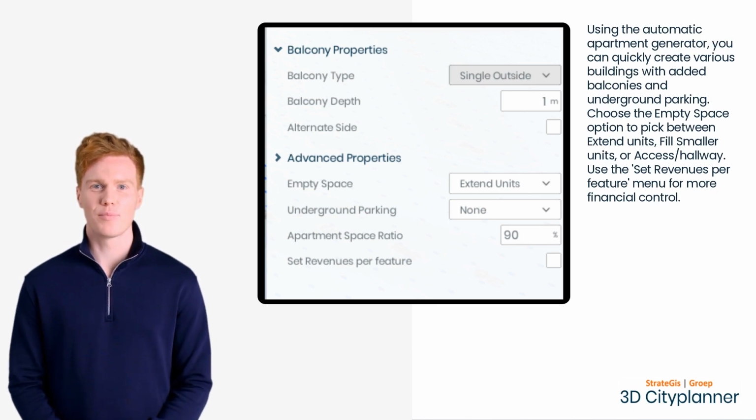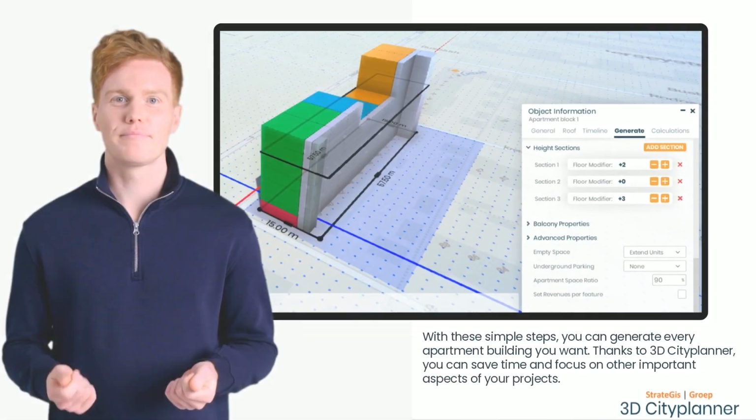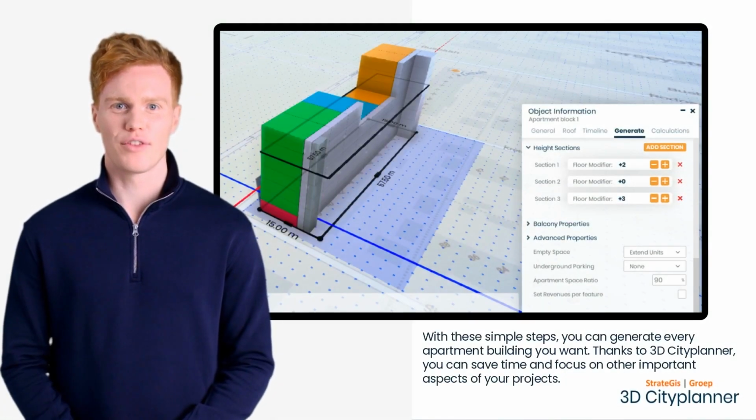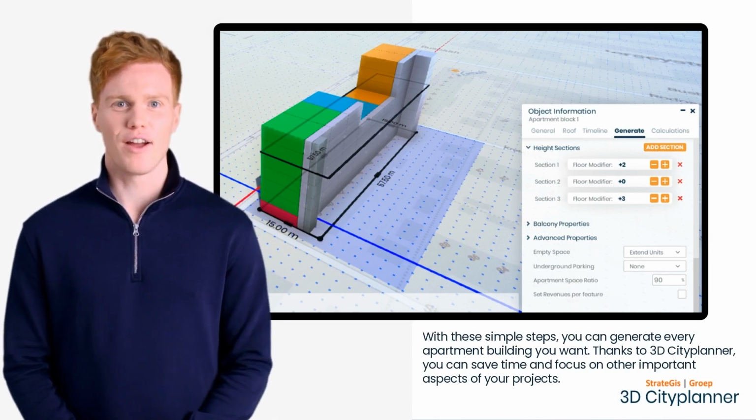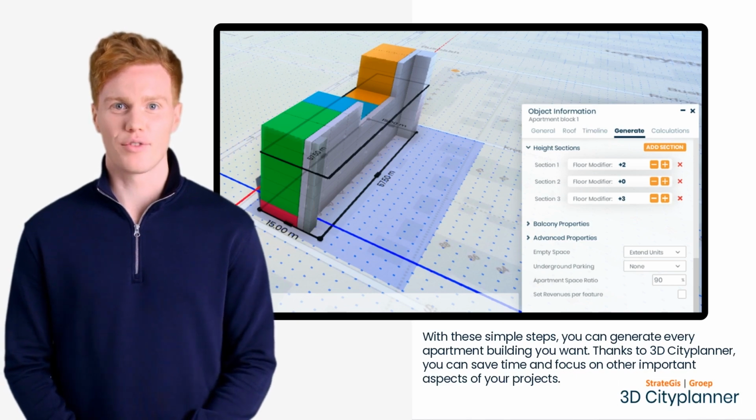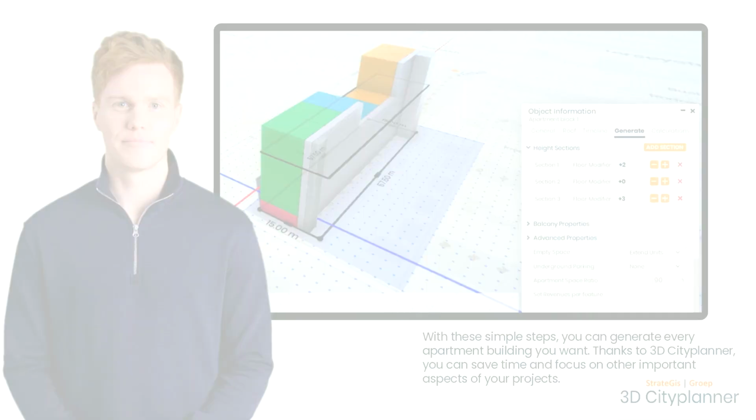Use the Set Revenues per Feature menu for more control over financial parameters. And that's it. With these simple steps, you can automatically generate every type of apartment building you want. Thanks to the 3D Cityplanner software, you can save time and focus on other essential aspects of your projects.